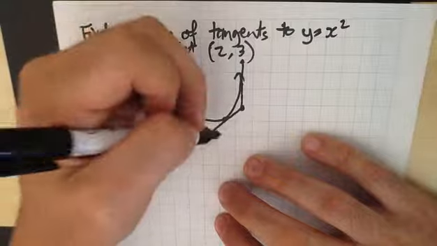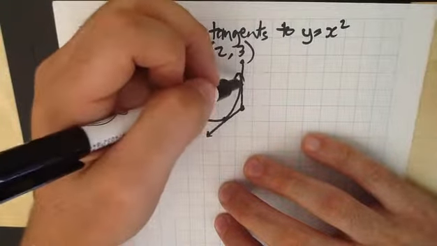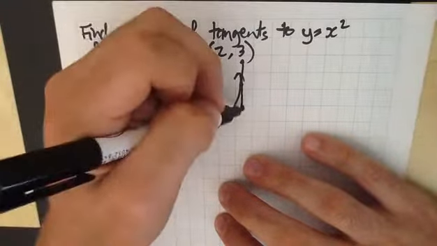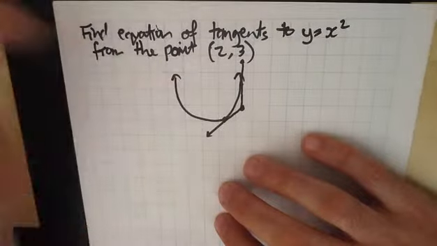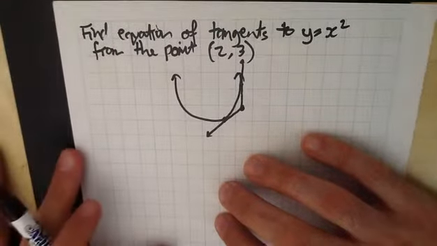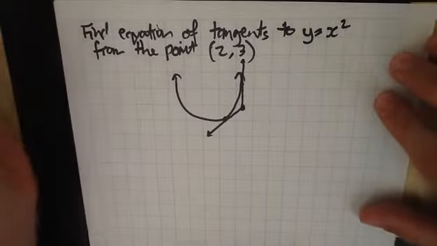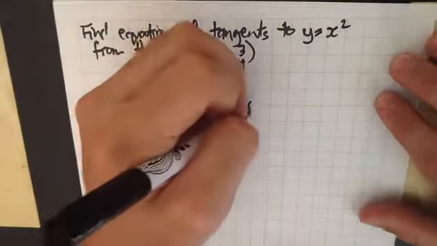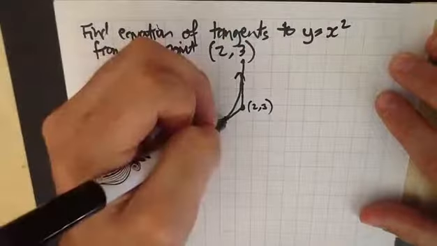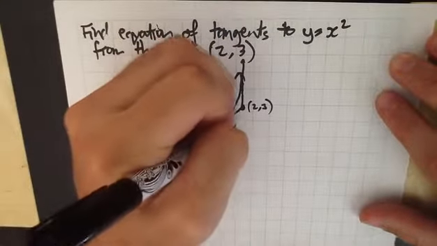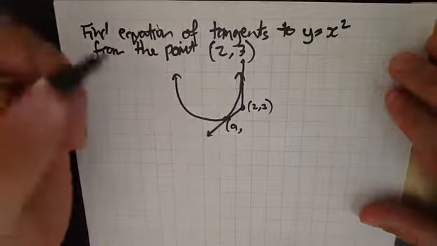So two different lines here, two different equations. They're both tangents to this one curve and they're both coming from this one point. So that's why I've written tangents, because there could be more than one. Not always, but there could be. Okay, so let's say this is (2, 3) here. This point here we're going to call A.